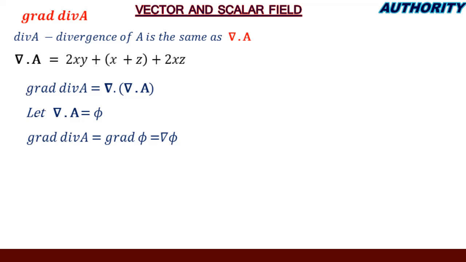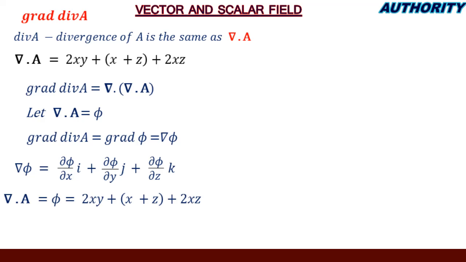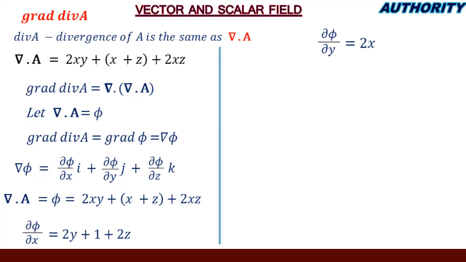Now, by definition of grad phi, it's the partial derivative of phi with respect to x, with respect to y, with respect to z on i, j, k components. All right? Yes. Now let's go. In this case, we have phi to be 2xy plus (x plus z) plus 2xz. So when we find the partial derivative of this phi with respect to x, we are going to have 2y plus 1 plus 2z. When we find the partial derivative with respect to y, we are going to have 2x. And when we find the partial derivative with respect to z, we are going to have 1 plus 2x.